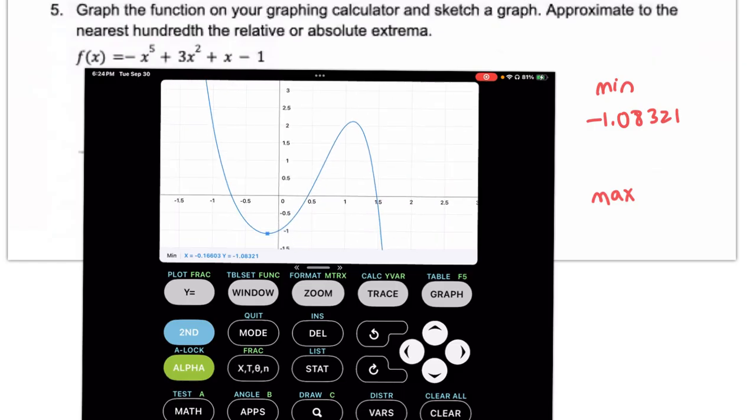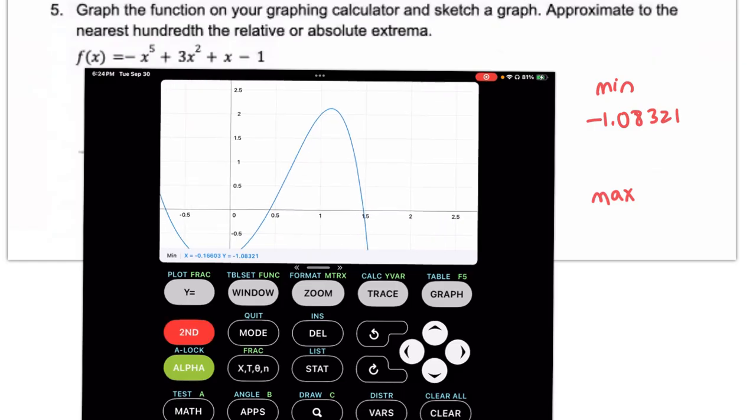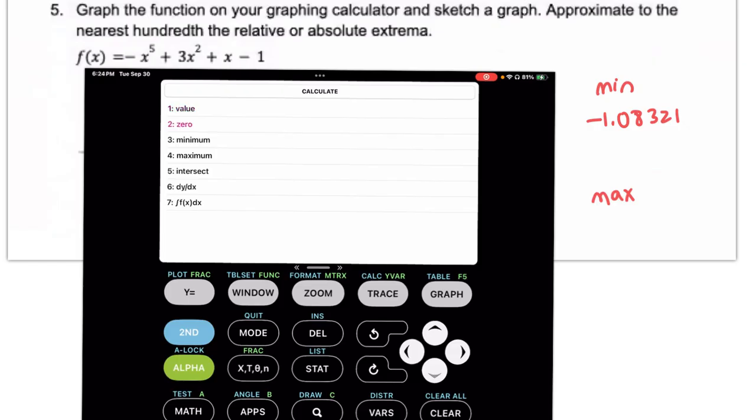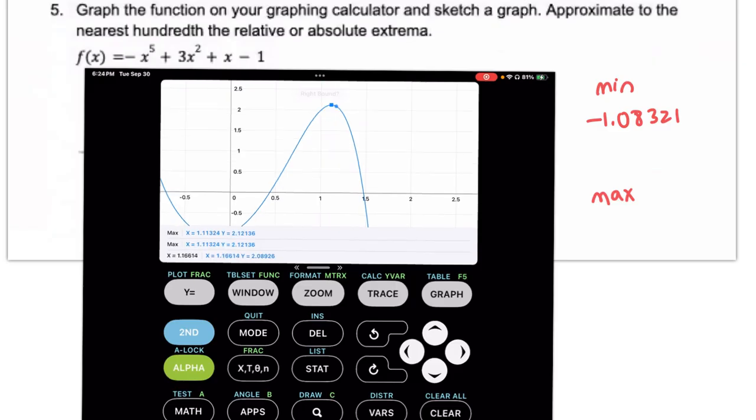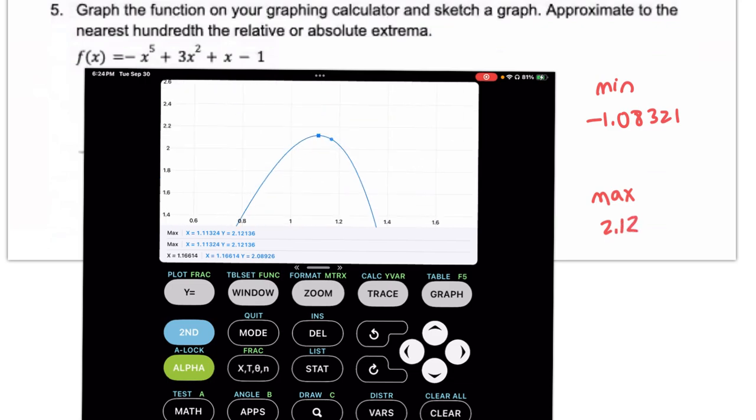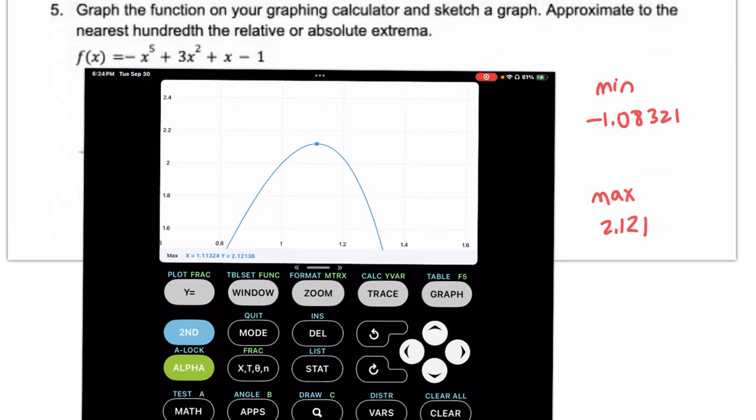Now, of course, we also want this relative max right here. It's going to be a very similar process. So I'm going to say second calc. We're going to go down to maximum. We're going to hit enter. It's asking for a left bound. So here's a nice left bound. I'm pressing enter. It's asking for a right bound. Let's go to the right. I'm pressing enter. And what do you know? It's telling me that that y coordinate is at 2.12-ish. So I'm going to zoom in and I'll just hit that right there. And it's 2.12136, right? So that is that.